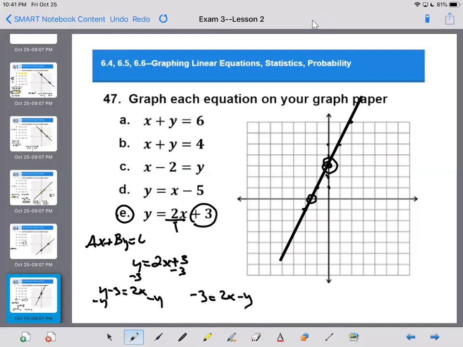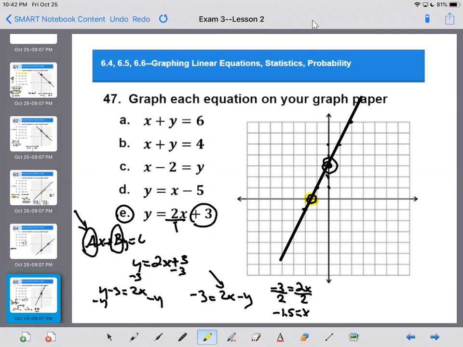Because typically by definition with the standard form, a and b are integers and a is a positive integer. So that allowed me to keep the a positive. And so if I wanted to find my x-intercept, I would have negative 3 equals 2x because I just made y 0. And when I divide by 2, I'm going to get negative 1.5. And that's about where it is. It's about right there, negative 1.5 in yellow.